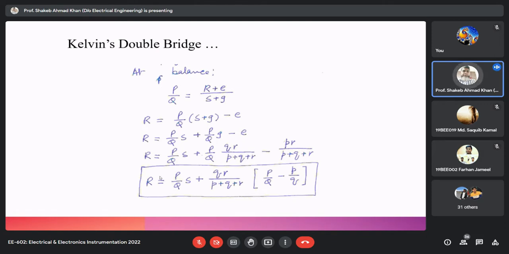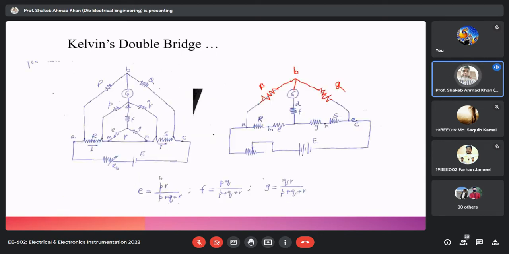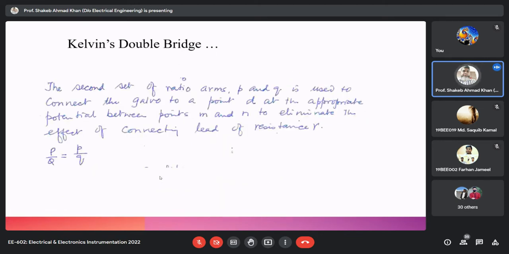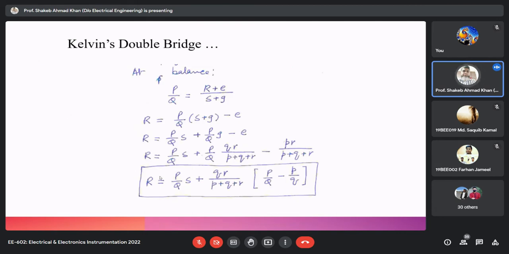So what is your comment? First of all, if you are having any difficulty in understanding any of the steps in the derivation of the balance equation, then let me know, and then I want your comments on the final outcome.